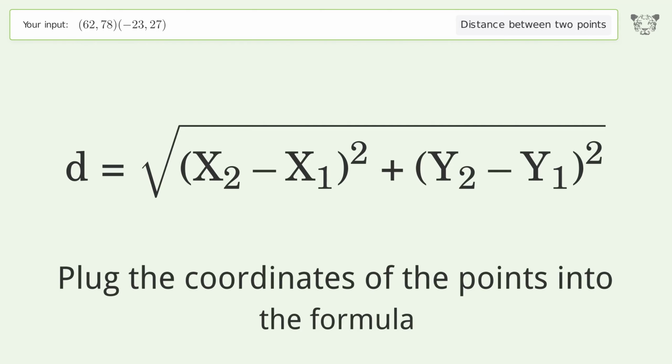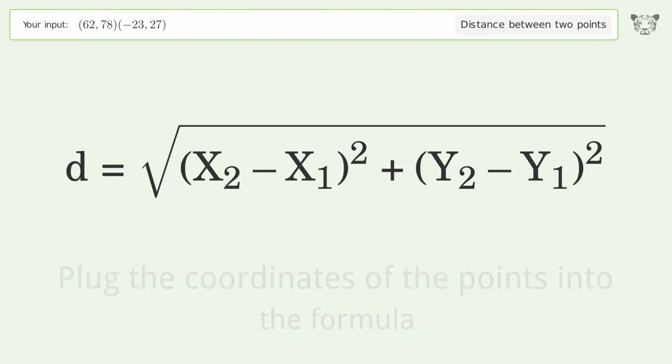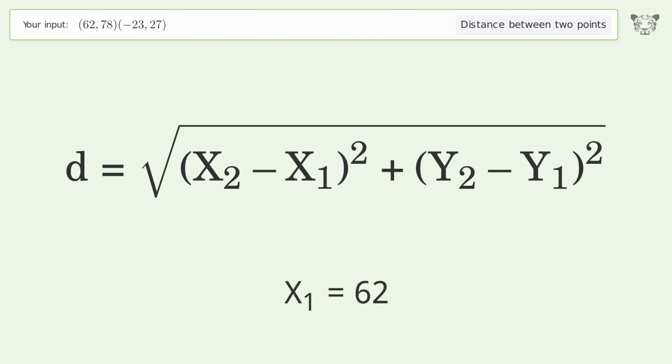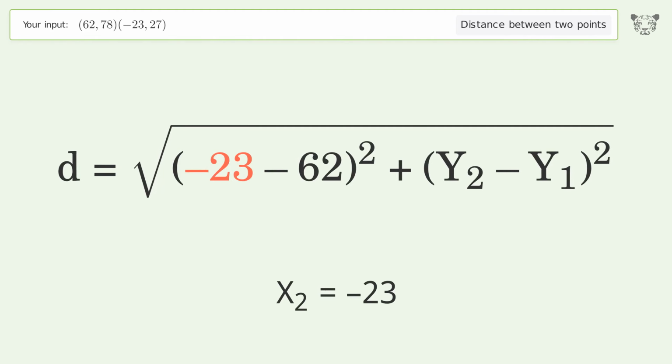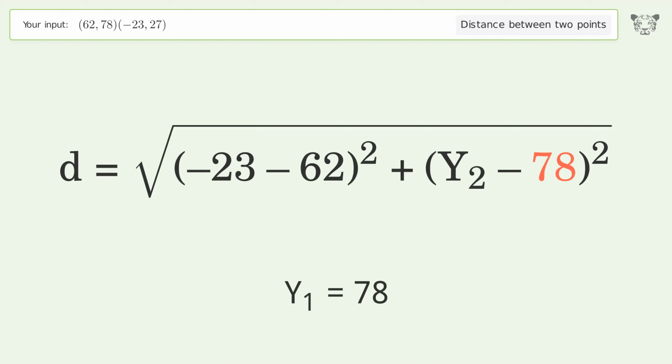Plug the coordinates of the points into the formula. x1 equals 62. x2 equals negative 23. y1 equals 78. y2 equals 27.